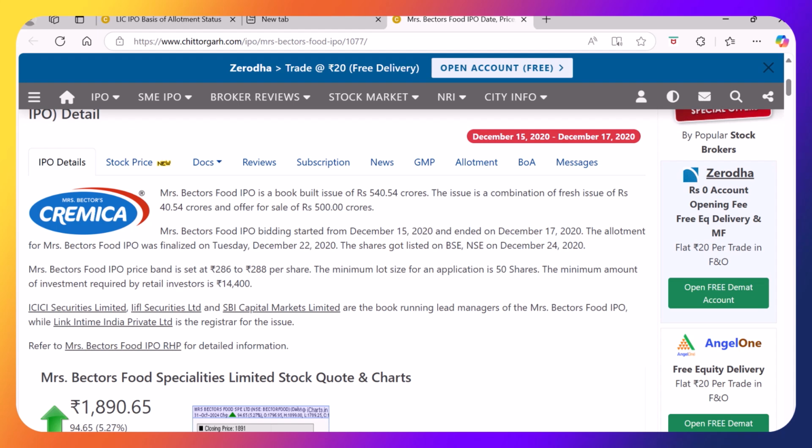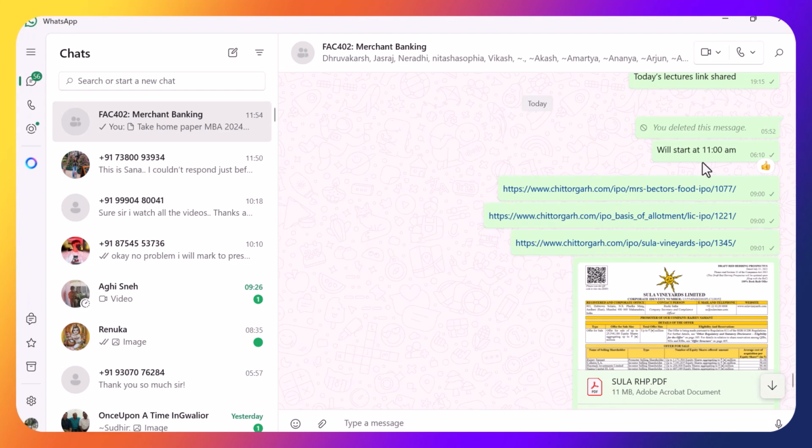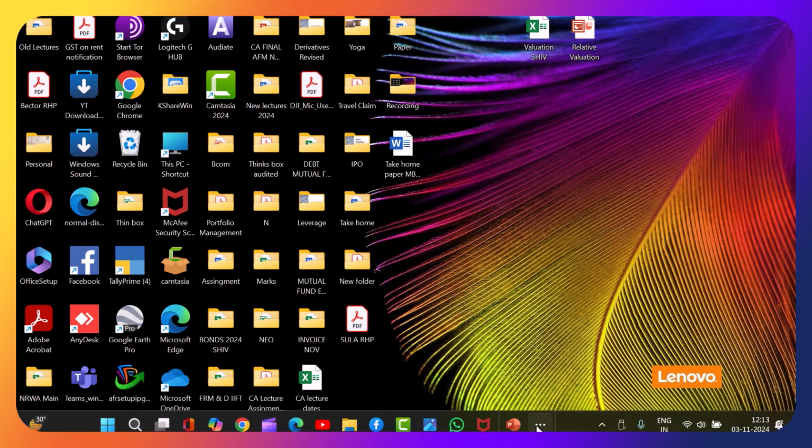Okay, the minimum lot size for the application is 50 shares. So anybody who's applying should apply in multiples of 50 shares. This is the minimum lot size, and the minimum amount of investment would be 14,400. So if you applied for one lot, at a price close to about 286 or somewhere, you have to pay 14,400. At the higher upper band, if you just calculate, suppose I just use a calculator here, okay, just use a calculator.